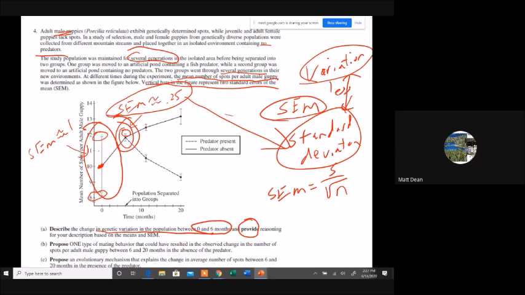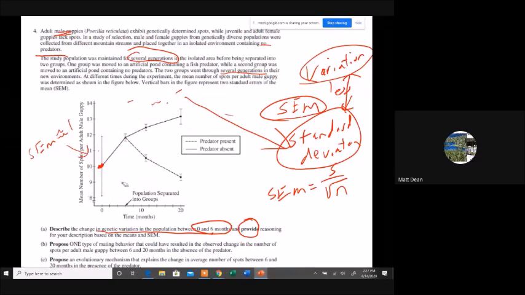Now we'll go ahead and quickly look at B and C, but we're not going to spend much time on those because they're about evolution. B, propose one type of mating behavior that could have resulted in the observed change in the number of spots per adult male guppy between 6 and 20 months in the absence of a predator. So if you look at your graph, predator absent, solid line, that's this part. And notice that the mean number of spots increases from close to 12 up to a little bit more than 13.